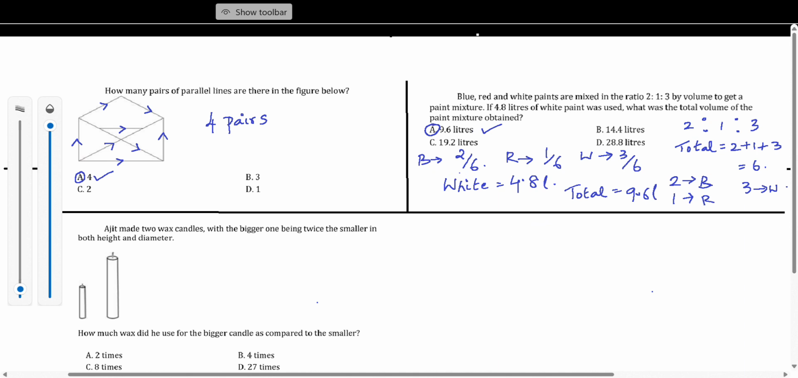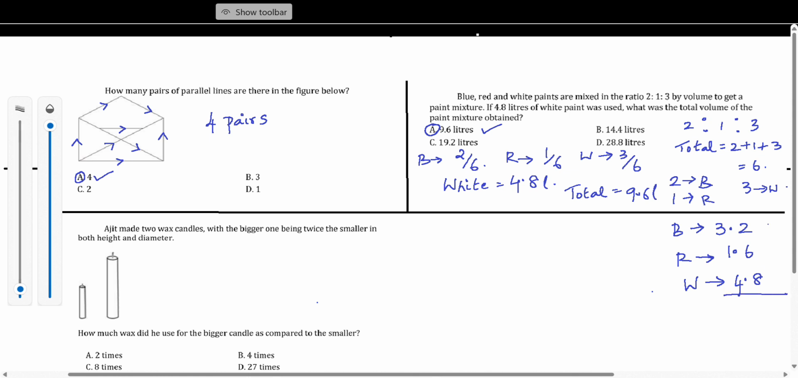So here you can also cross check. The blue is 2/6 or 1/3 of the total. 1/3 of 9.6 would be 3.2. So blue 3.2. Red is 1/6. 9.6/6. Easily you can do 96/6 is 16. So putting a decimal there, red should be 1.6. White already mentioned to be 4.8.